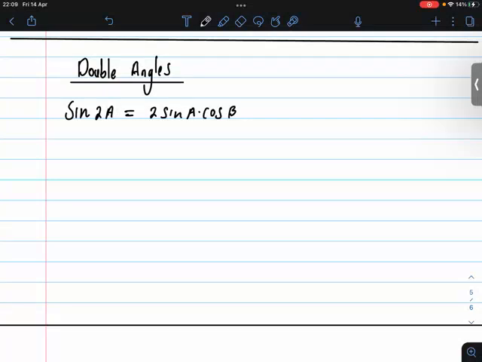Can you guys hear me? Yes. Gary, when the 2 is before the sine, it's still sine 2A. If it's 2 sine A, it's still the same.